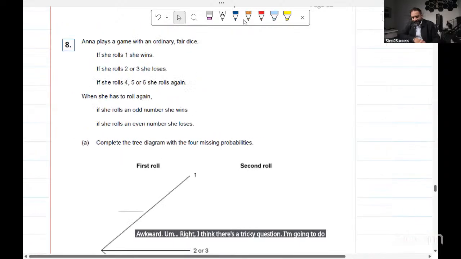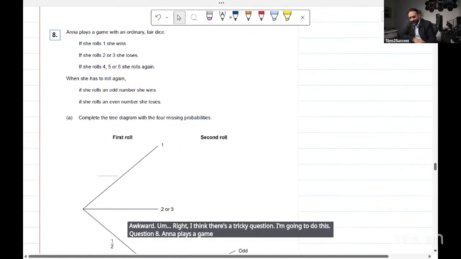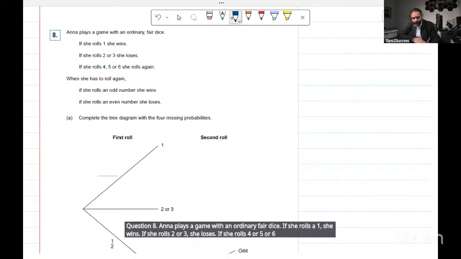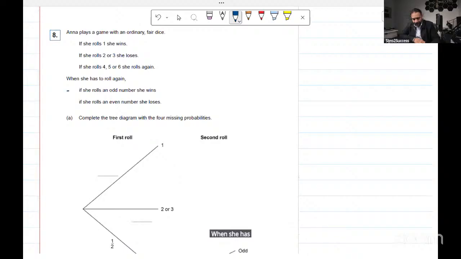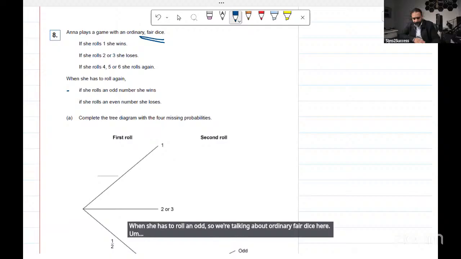Question 8. Anna plays a game with an ordinary fair dice. If she rolls a 1, she wins. If she rolls 2 or 3, she loses. If she rolls 4, 5, or 6, she rolls again. When she has to roll again, okay, fine. Complete the T diagram. So if she rolls a 1, she wins.